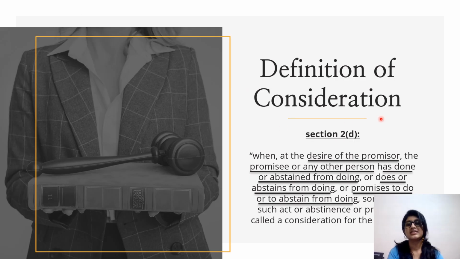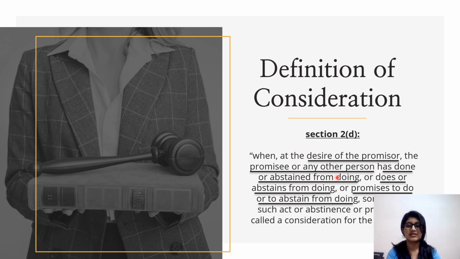So now that we understand the meaning of consideration, let's now look at the definition of consideration. Like I said, this is given under section 2(d) of the Act, and this is what it says in full. When, at the desire of the promisor, the promisee or any other person has done or abstained from doing, or does or abstains from doing, or promises to do or to abstain from doing something, then such act or abstinence or promise is called a consideration for the promise.